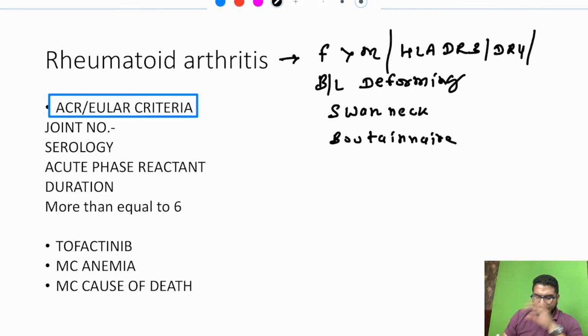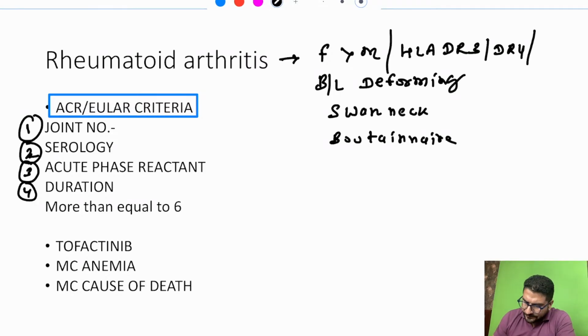तो ACR EULAR criteria में क्या होगा? Joint number, serology, acute phase reactant and duration. So these are 4 features. जितने ज़्यादा छोटे जॉइंट इन्वॉल्व होंगे उतने आरए के चांस होते हैं.